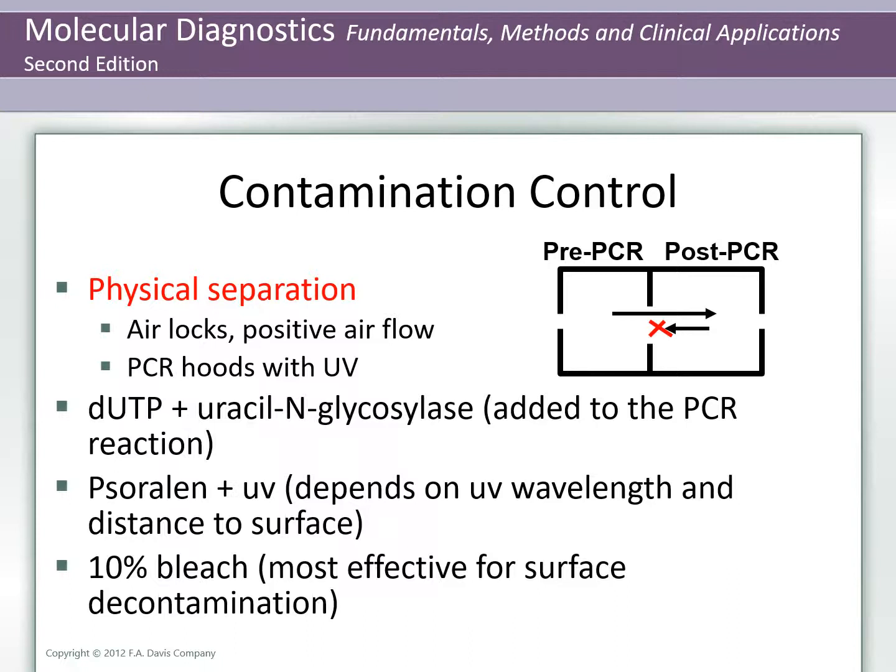Psoralen and UV can be used. Psoralen is a compound that increases the effectiveness of UV light. Also, another method that's commonly used in every area of the lab is using a 10% bleach. So this is the most effective method for surface decontamination.